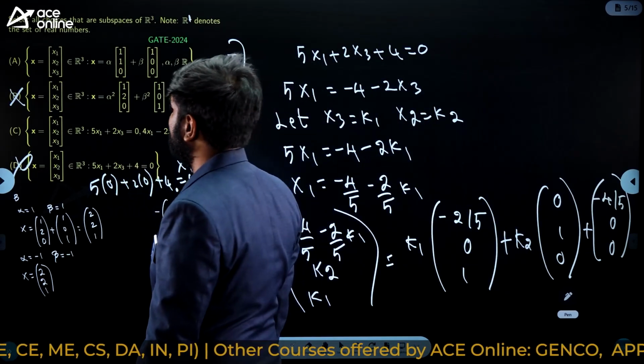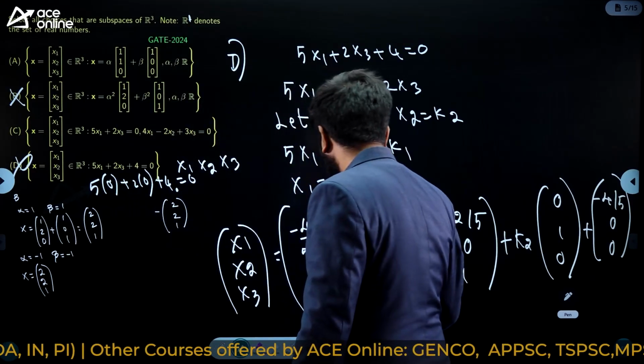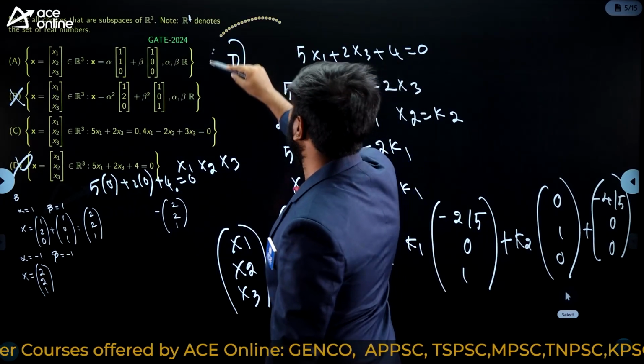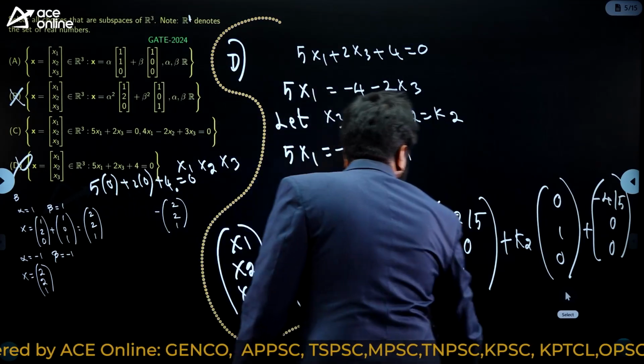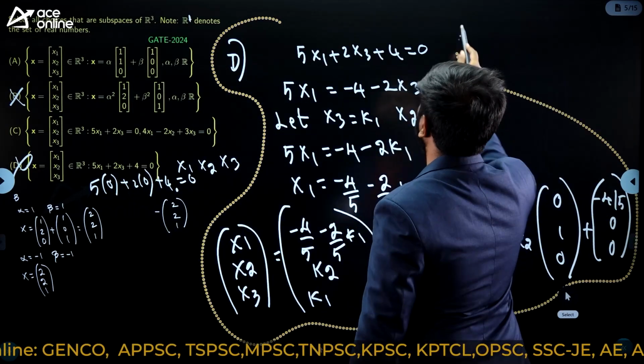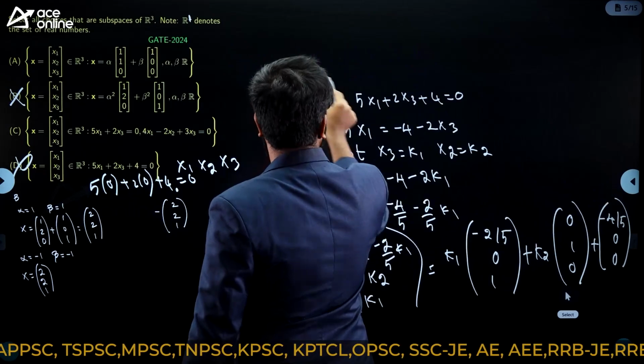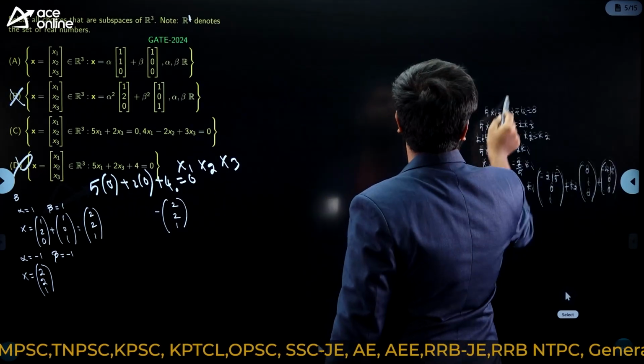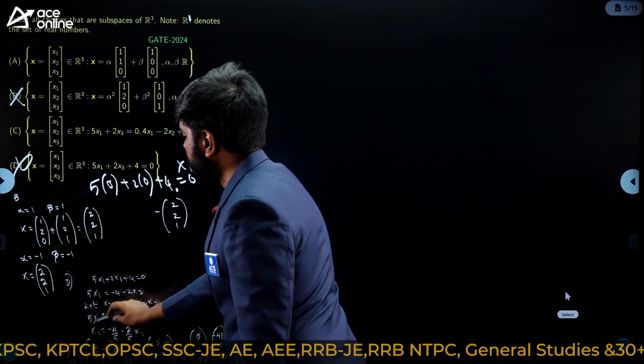Now what are the options that are left over? A and C are left over. It's a MSQ, multiple select question. So how do you handle this? You need to again verify all the properties of subspace. So let's put this here.